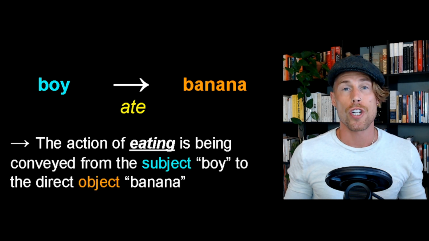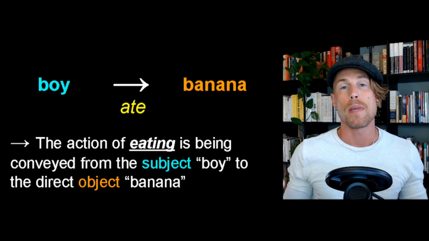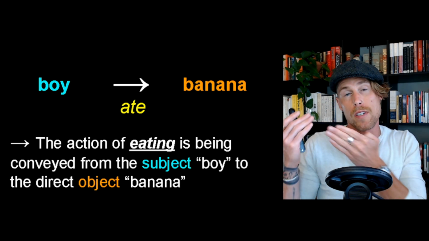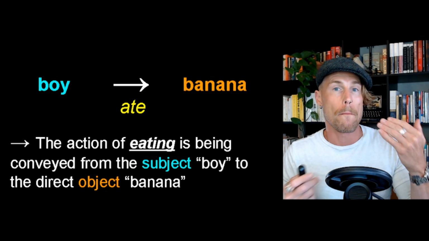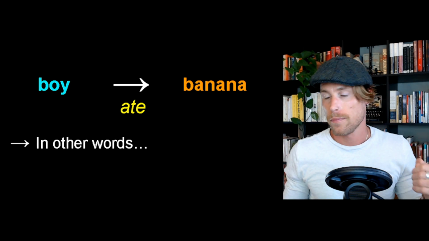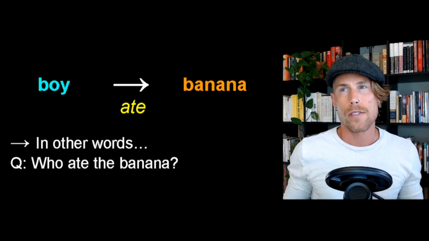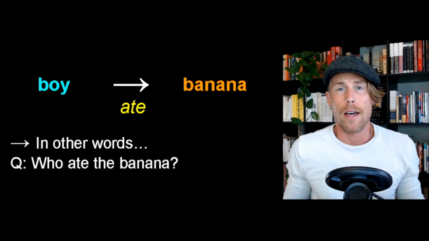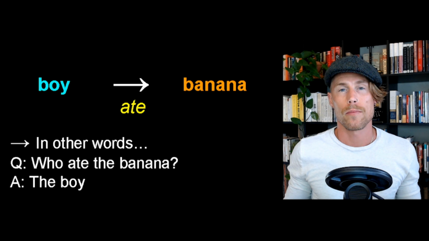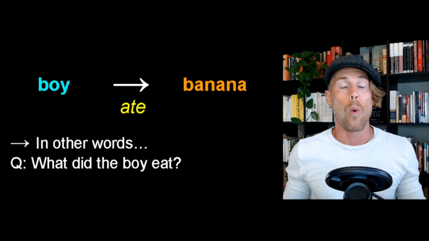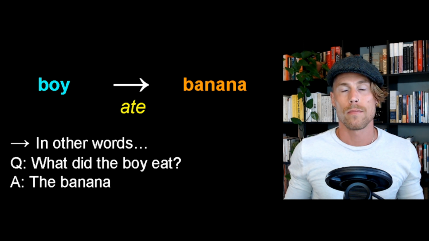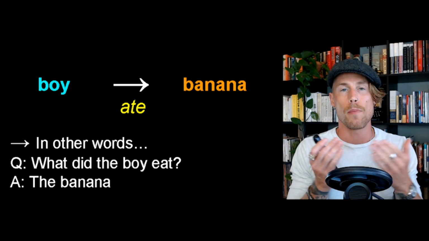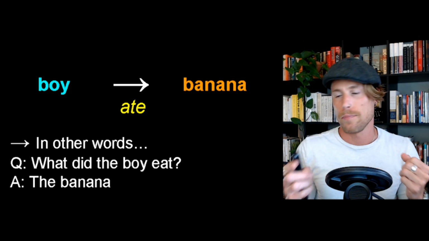And the action of eating is being conveyed from the subject, boy, to the direct object, banana. In other words, who ate the banana? The boy. What did the boy eat? The banana. Something needs to be eaten, right?